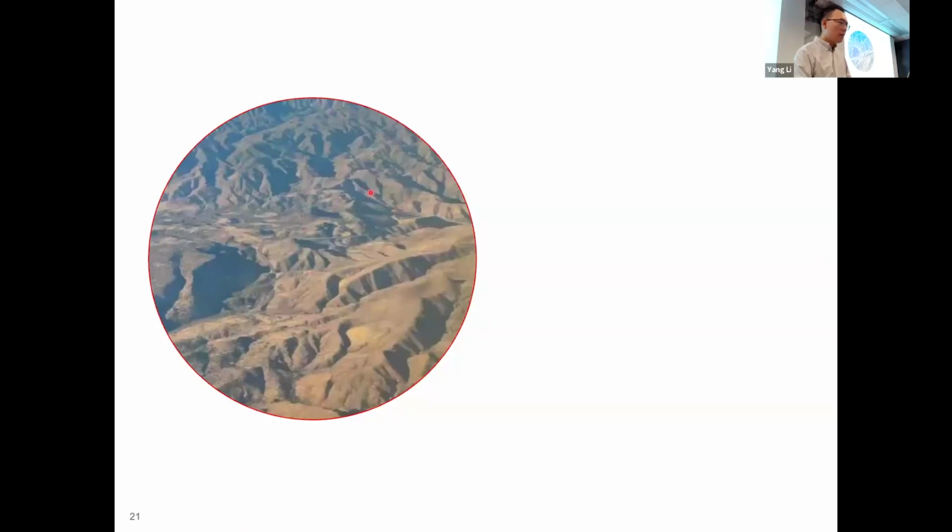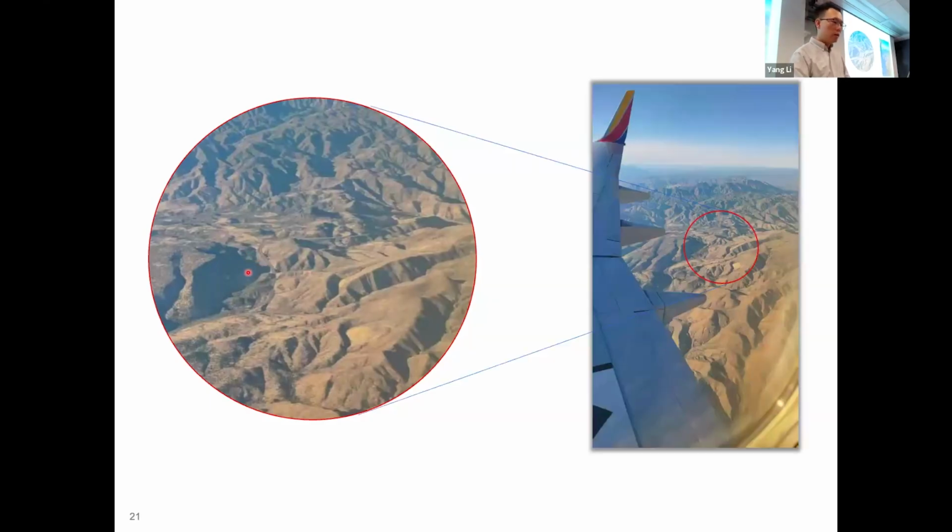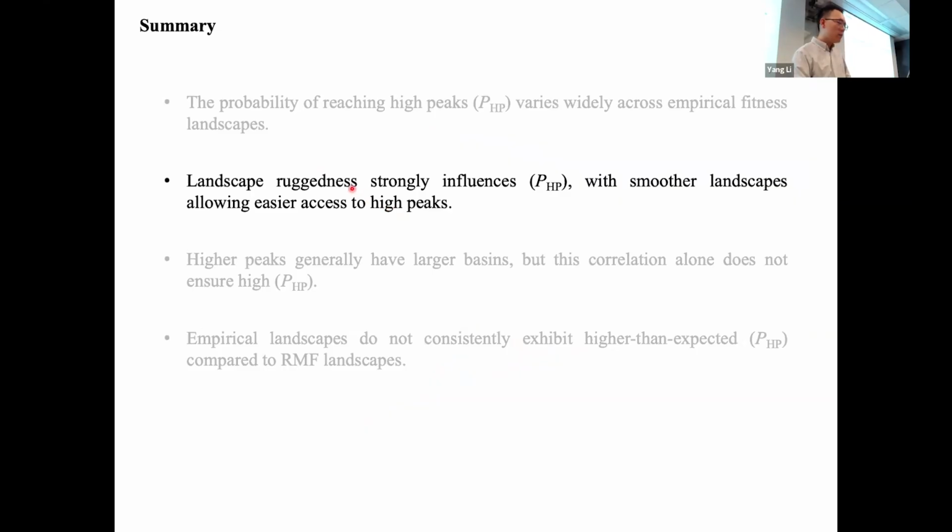And here is a picture of a mountain landscape. You can see there are lots of peaks, and they are so rugged, so reaching the high peak seems to be difficult. And this picture is actually from my friends when they went to Arizona, they took flights, and they said this landscape is so rugged, it's very similar to your studies. Yes. And we give a summary. The landscape ruggedness strongly influences the probability of reaching high peaks, with a smoother landscape allowing easier access to the high peak, right?